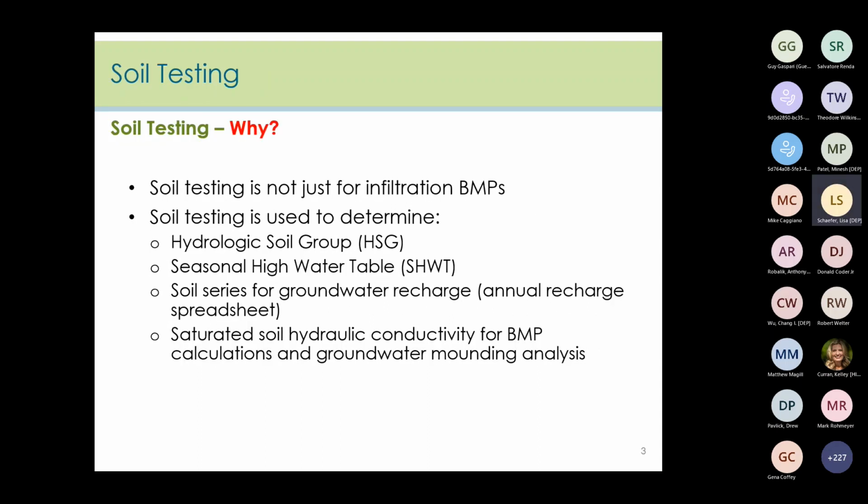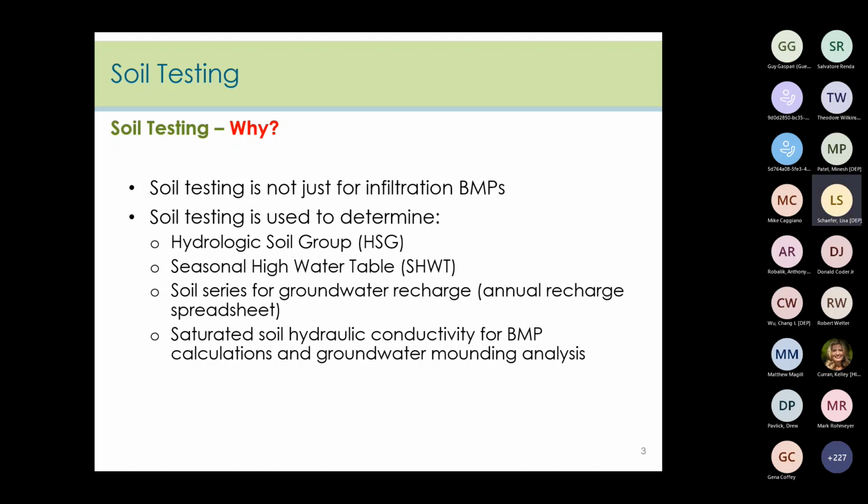So there's a misconception that soil testing is required only when an infiltration BMP is proposed. And actually, soil testing is just so much more than determining the saturated soil hydraulic conductivity. Soil testing also includes finding the hydrologic soil group, as I just mentioned, determining the location of the seasonal high water table, and the soil series present on a site. The identification of the correct HSG is essential to performing accurate calculations for the volume and peak flow rate of runoff, regardless of the BMP being designed.